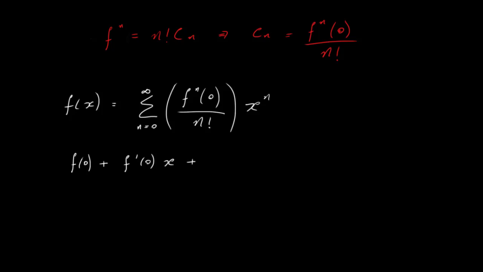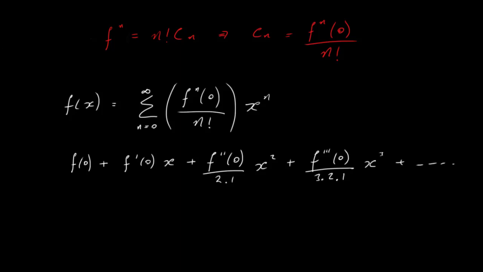Our third term will be f double prime of 0, divided by 2 factorial, or just 2 times 1 if you like, x squared. Our next term will be f triple prime of 0 divided by 3 factorial, 3 times 2 times 1, x cubed, and so on. So this will be our C1 here, this here will be our C2, this here will be C3, C4, and so on.